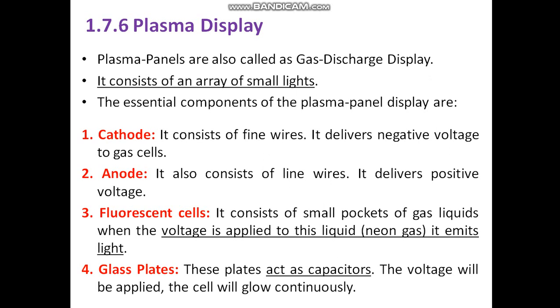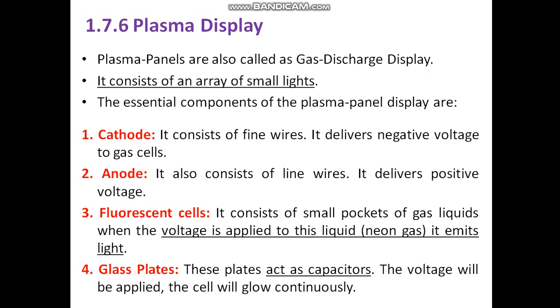In the fluorescent cell, we say that the fluorescent cell is a small packet of liquid, and the liquid is based on neon gas. When we apply the voltage on it, the neon gas emits a light, means it provides a light to the display.